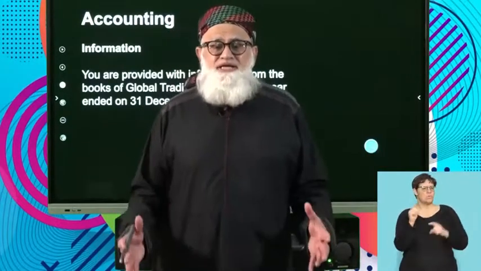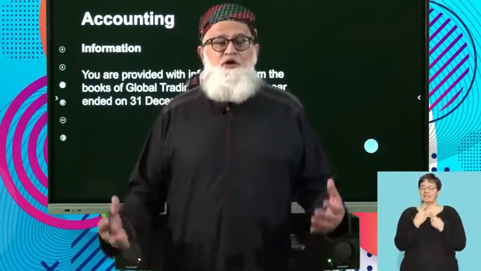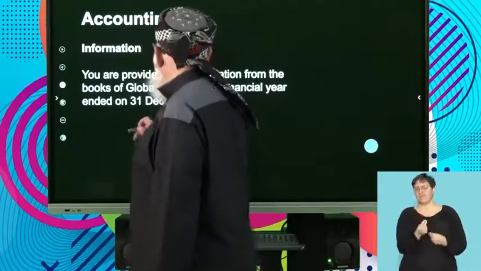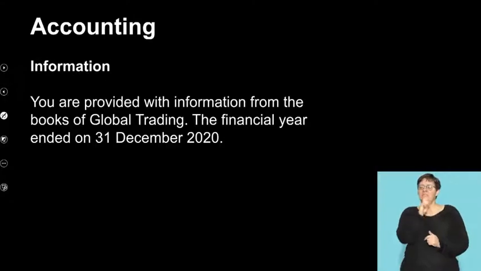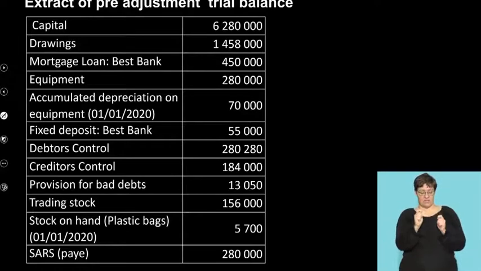We're doing the income statement, also known as the statement of comprehensive income. We're relating it to our adjustments. Right, let's get right into it and see what we have here. We have information relating to Global Trading, and we know that we're completing the adjustments, so here we go.